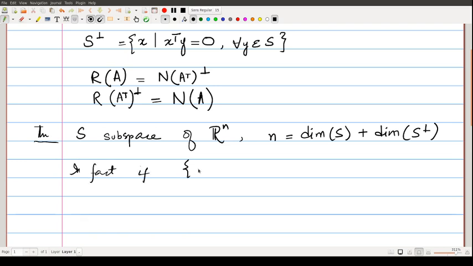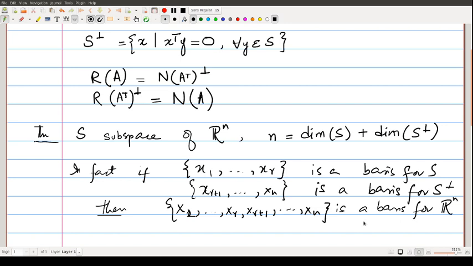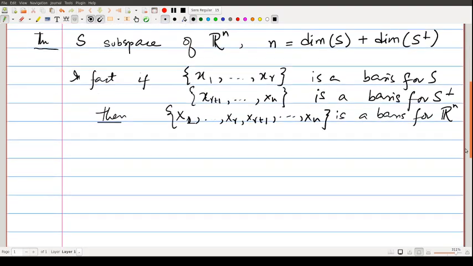if x1 to xr is a basis for S, and x(r+1) to xn, so I've ensured that there's a total of n vectors here, so that we have an n-dimensional real space, is a basis for the orthogonal complement of S, then if we combine these two sets of vectors and put them together in a single collection, x1 to xr, then x(r+1) to xn, this collection of n vectors is a basis for Rn. Okay, so in a way the idea is as follows.